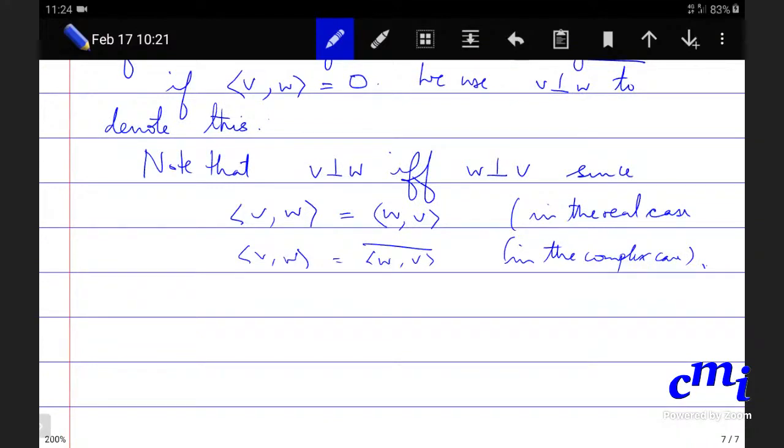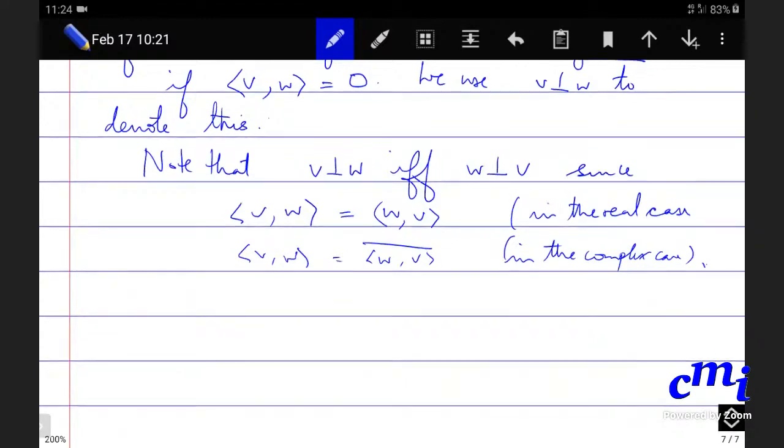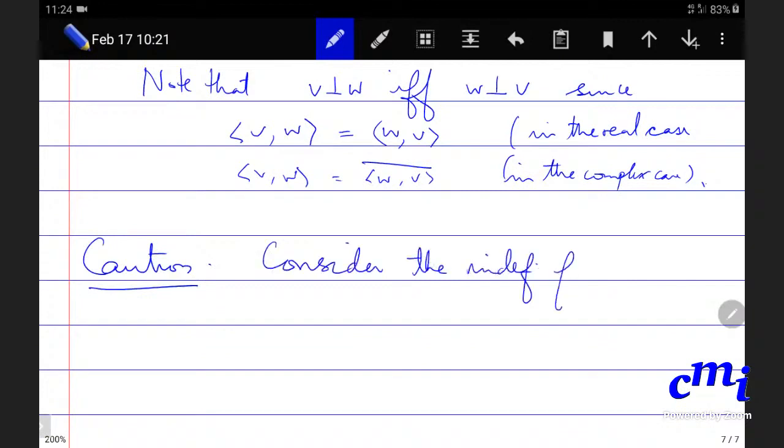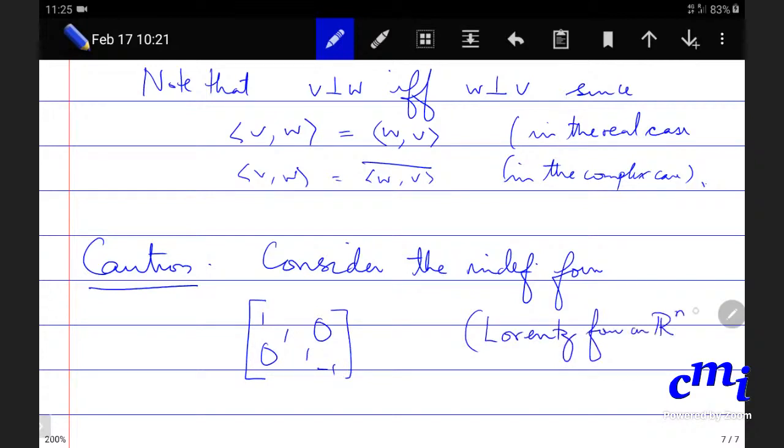Especially if the form is indefinite, just one word of caution. Consider the indefinite form. When I say form, I'm just describing the matrix: 1, 0, 0, minus 1. This was the Lorentz form on R.